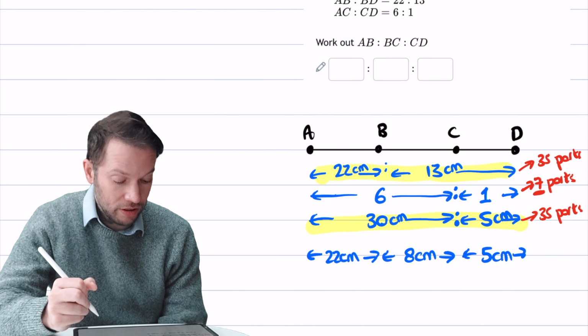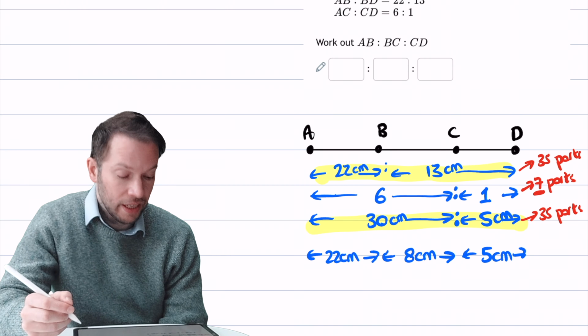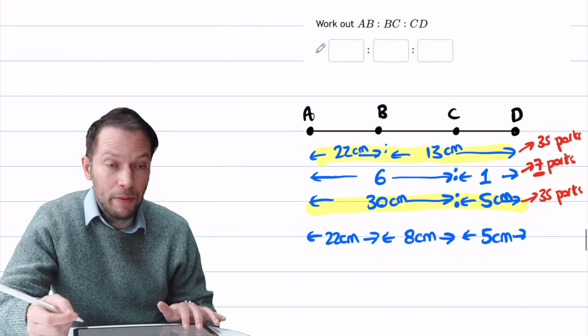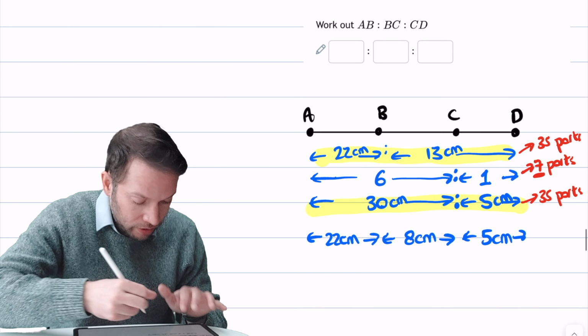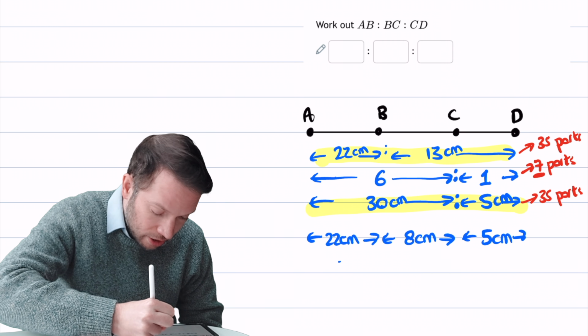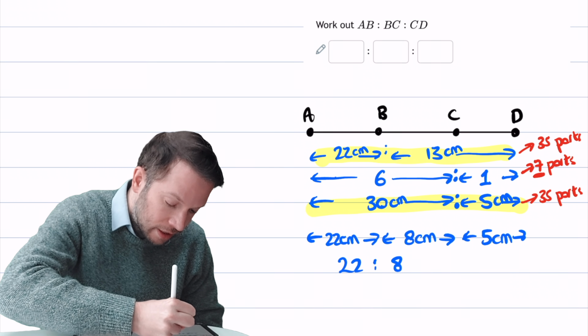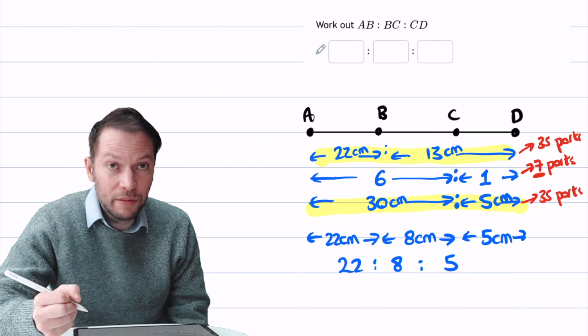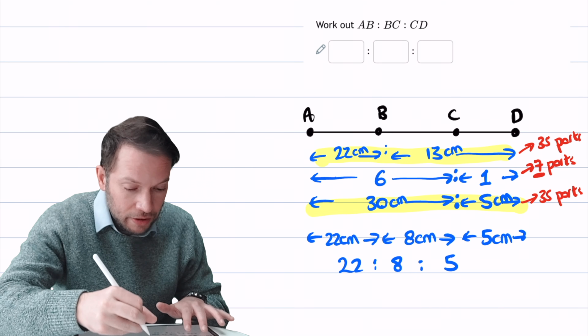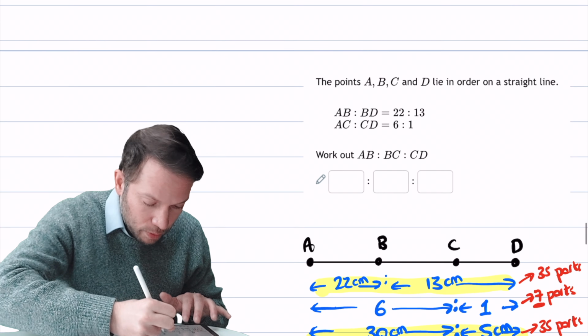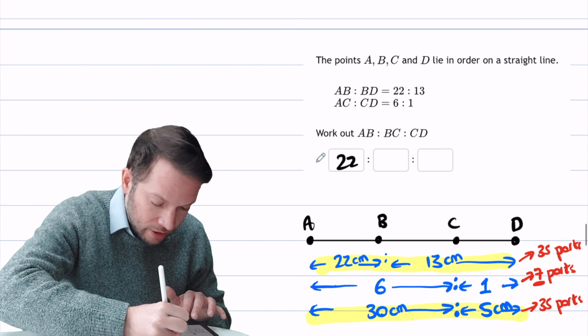So we've now got the lengths of AB, BC, and CD. So the ratio of AB to BC to CD, which is what we want, is going to be 22 to 8 to 5. And does that simplify? No, they don't have any common factors. So that is the final answer. It's 22 to 8 to 5.